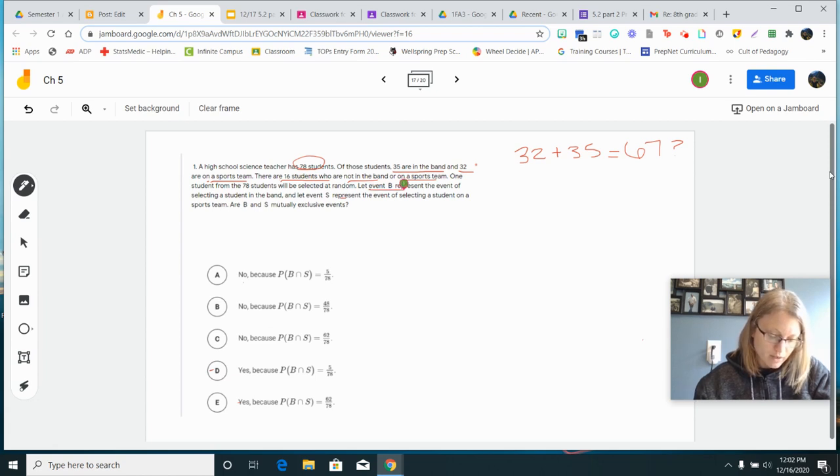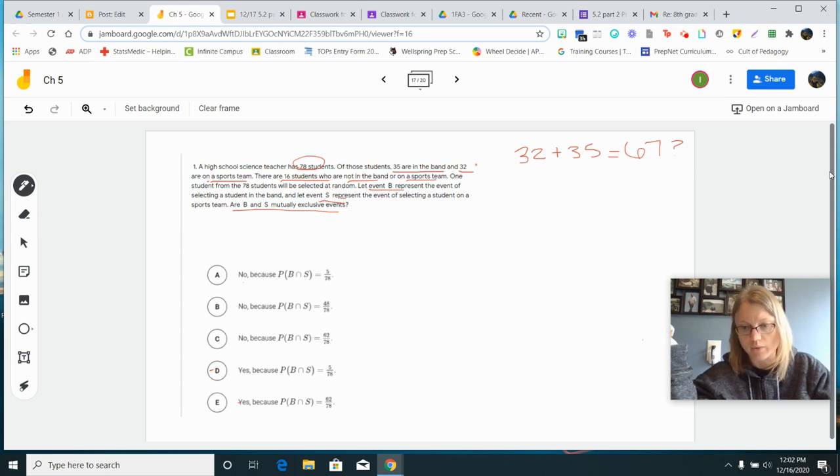So let the probability of event B be that they're in band, and the event S is defining that they're in sports. So are B and S mutually exclusive? So first thing we want to think about is, what does mutually exclusive mean? That means the two things cannot happen at the same time. So for this case, can I be in band and can I be in sports at the same time? I mean, probably.